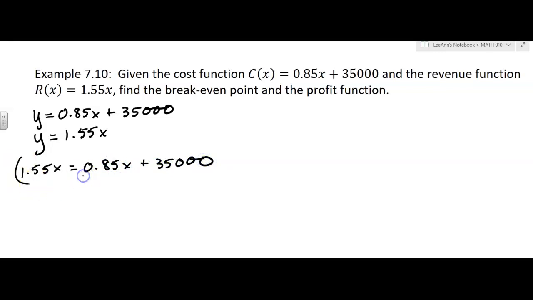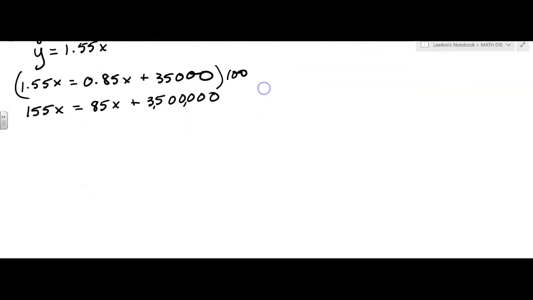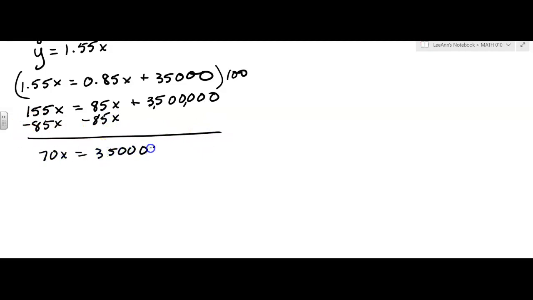Now, if I want to clear the decimals, I could multiply by 100. So I'm going to go ahead and do that. You could just live with the decimals. I did that the first time I did this problem, and then later on I just decided to get rid of the decimals. 1, 2, 3, 4, 5. So I'll put some commas in because that makes it hard to read. That's the bad thing about multiplying by 100. But then if I subtract 85X, not divide. Okay, so I get 70X equals 3,500,000. And then I divide by 70.